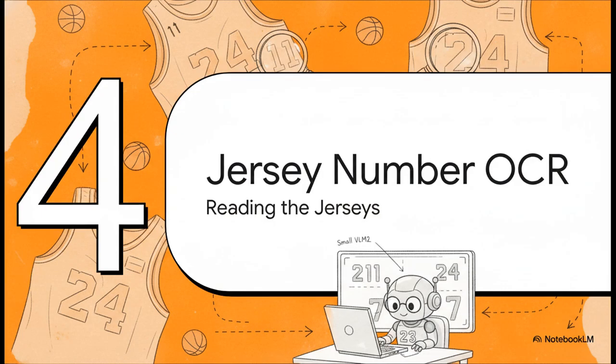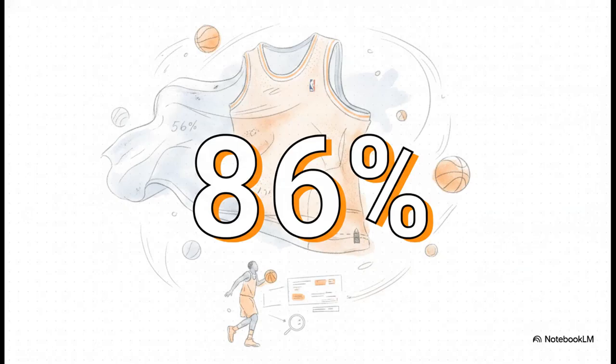Section 4, Jersey Number OCR. With the team sorted, we hand the data over to our stats guy, SmolVLM2, to perform OCR, optical character recognition, on those tiny folded numbers on the jerseys. And let's be real, reading numbers off a moving, wrinkled piece of fabric is incredibly tough. Out of the box, the compact SmolVLM2 models started at only a 56% accuracy, often hallucinating impossible numbers like 3,000.